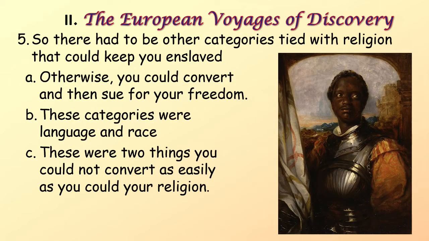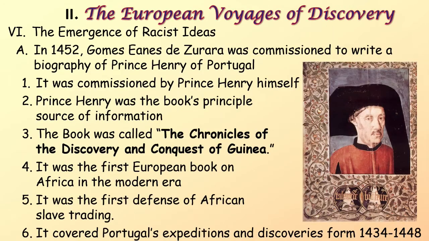So, since the religion thing was pretty fluid, there had to be other categories tied with religion that could keep you enslaved. Otherwise, you could just convert and then sue for your freedom and walk away. But these categories were language and race. These were two things you could not convert as easily as you could your religion. The emergence of racist ideas.